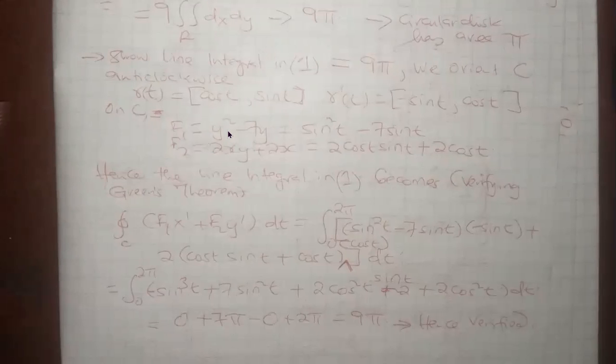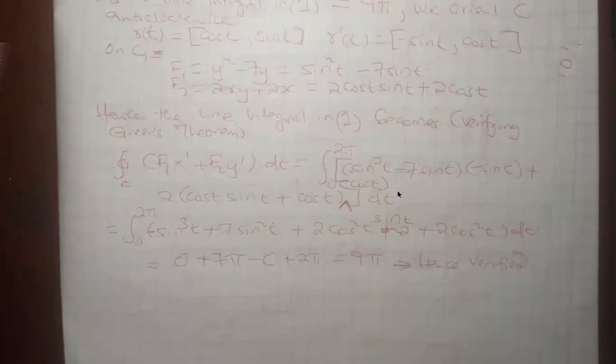So taking y to be our sine, because it is y squared, and we take y to be sine, you'll have sine squared t. And for negative 7y, you'll have negative 7 sine t. Then for F2, F2 is 2xy plus 2x, which will be, we said y is sine, x is cos, so this will be 2 cos t sine t plus 2 cos t.